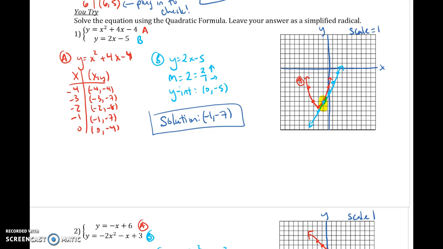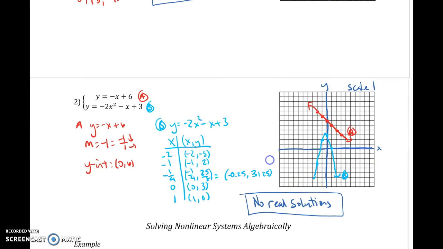All right, so check number 1. We should have one real solution at (negative 1, negative 7). Make sure you label your lines on your grid so I know which one goes with which. You can definitely feel free to color code it. Let me know if you have questions on that. That one only hits at 1 point. And number 2 should be no real solution.